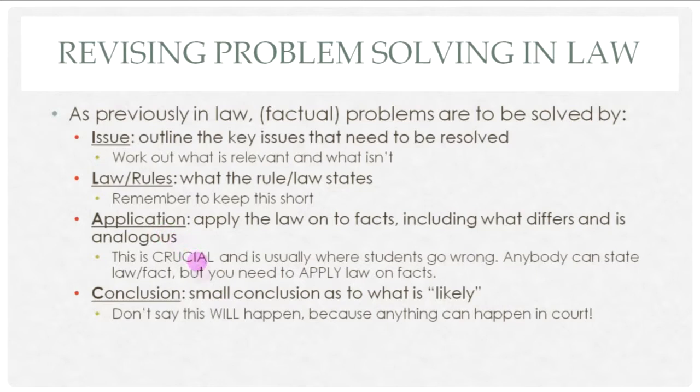Now, this is a crucial step in law, and is usually where students go wrong, because anybody in high school can delineate what the law is, but not a lot of them can apply it well. So if you can apply it well, that's how you can stand out. Then you've got the conclusion, which is a small conclusion as to what is likely. You can't say what will happen, because anything can happen inside court, but you've got to say what is likely, because if you say something will happen and it doesn't, then you might be screwed over later on.